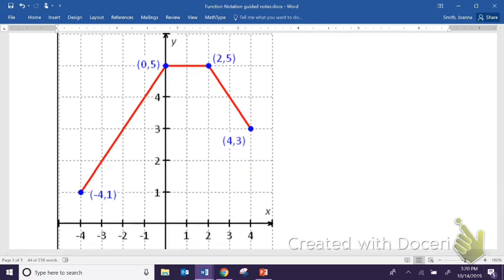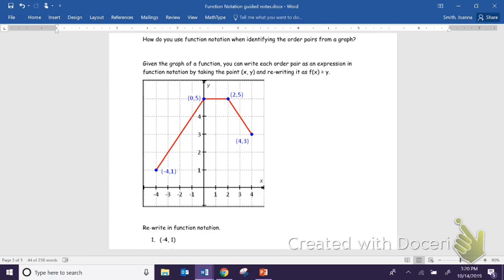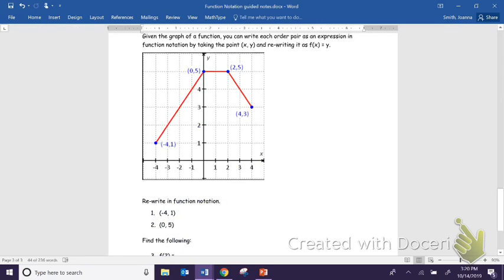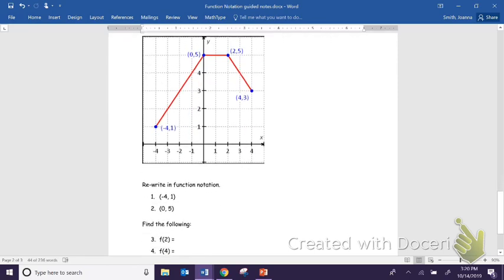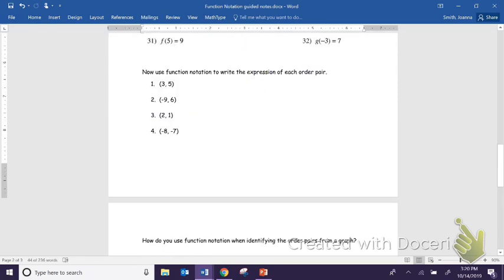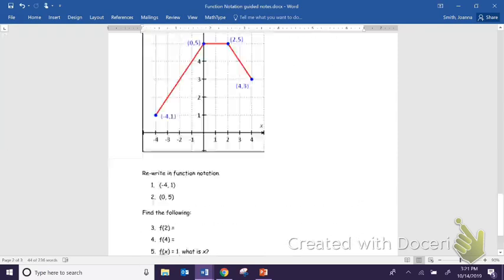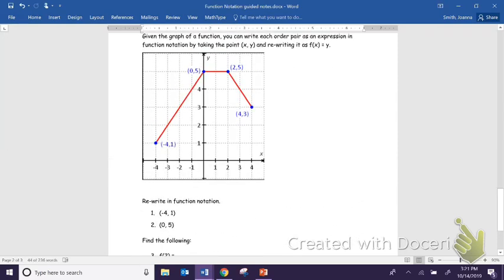So given this graph right here, and I'm going to zoom out to answer these questions, we can talk about rewriting them in function notation, just like we did right here. Just because it's on a graph doesn't mean it's any scarier. You just did this in 1, 2, 3, and 4. So, rewrite using function notation. All you have to do is write f of negative 4 is equal to 1. It doesn't matter what context it is. If it's a graph, it's a graph. If it's an ordered pair, it's an ordered pair. You can always write it in function notation as long as you have an x value and a y value.